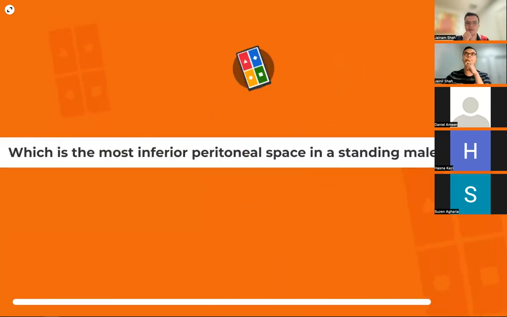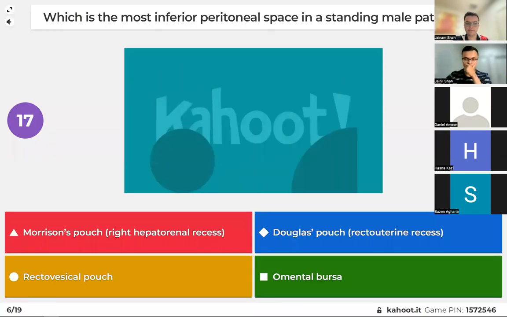Which is the most inferior peritoneal space in a standing male patient? So a couple of things to think about here.